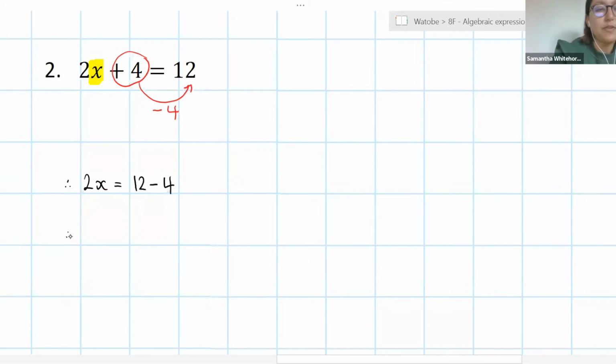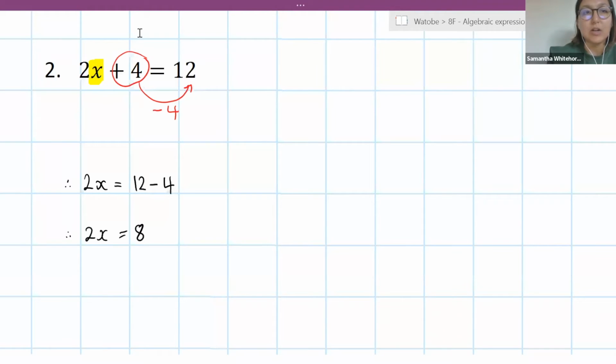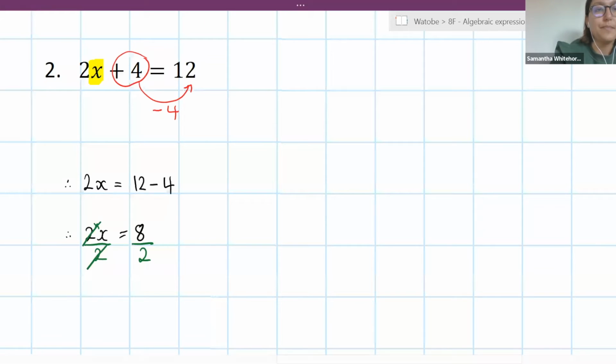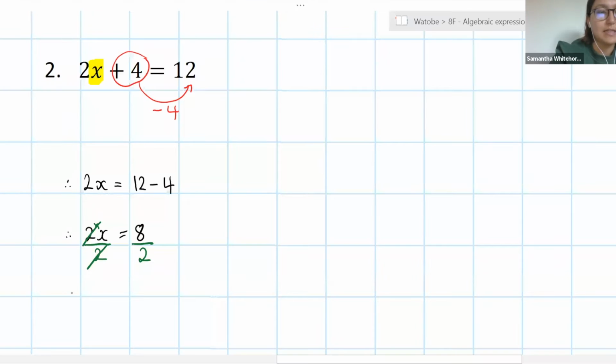I can simplify 12 minus 4 to be 8. So I've got 2x is equal to 8. And then very similar to what we had in the last question, I know that this is a multiplication between the 2 and the x. And the opposite of multiplication is division. So I need to go and divide both sides by 2. And that then means that the 2's go away and I'm left with just my x. And so x is equal to positive 4.